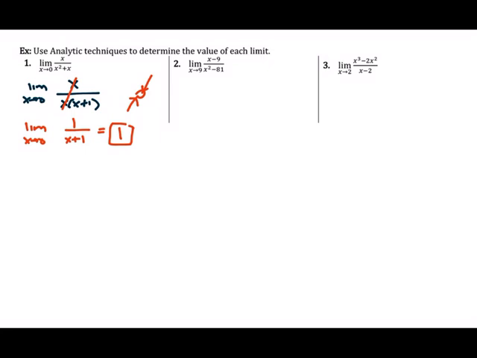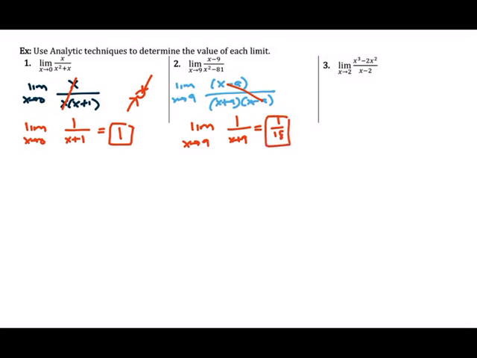I encourage you to pause the video and see if you can do 2 and 3 on your own. Okay, hopefully you've had enough time. The first thing I notice about number 2 is that I can't use direct substitution because I would get indeterminate form. So I'm going to go through and factor the denominator here so that these two factors can divide to be 1, and I'm left with the limit as x approaches 9 of 1 over x plus 9. And if I substitute 9 in, I get 1 over 9 plus 9, or 1 over 18.